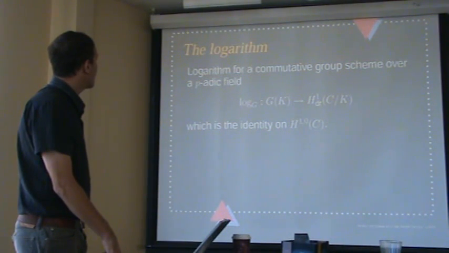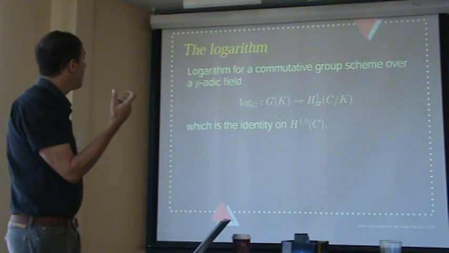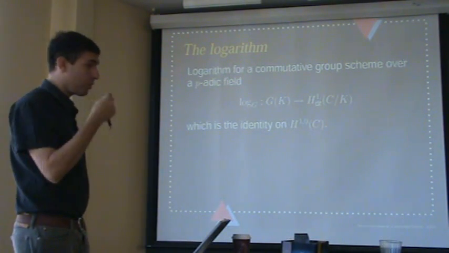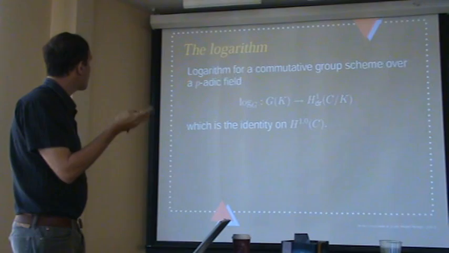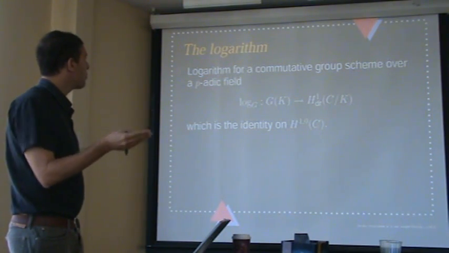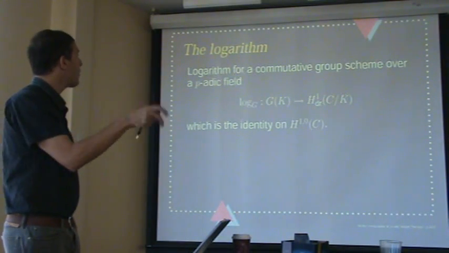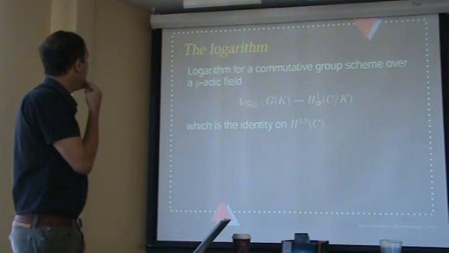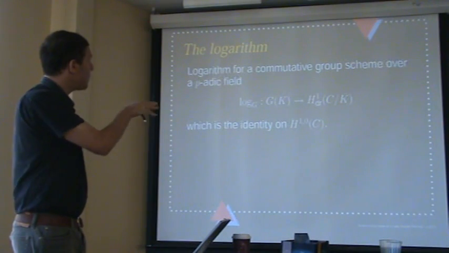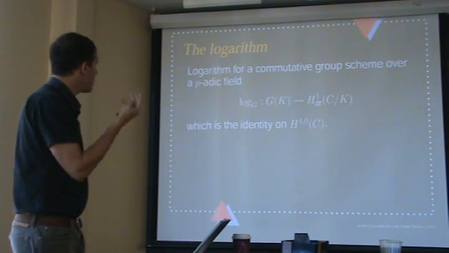Now there's a logarithm for all commutative group schemes over a p-adic field. The idea is that you can invert the exponential map locally, and then if you have any point, you multiply by a sufficiently divisible integer n to put it in a neighborhood where the exponential is invertible. Then you take the logarithm, which is the inverse of the exponential, and then you divide by n again. So there's a logarithm map from the K-points of G to the tangent space, and on the vector part, it's just the identity.